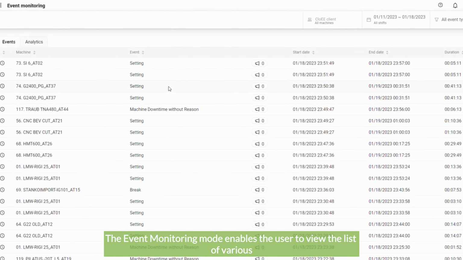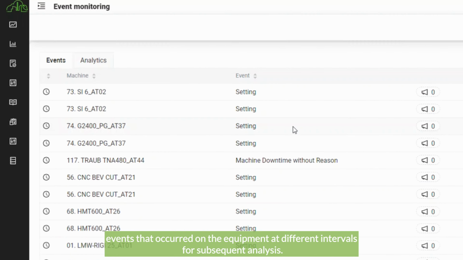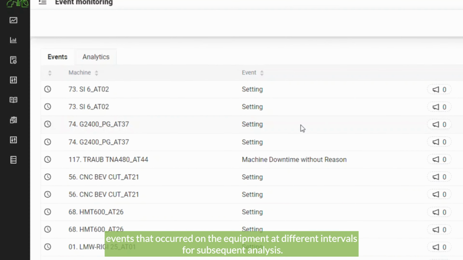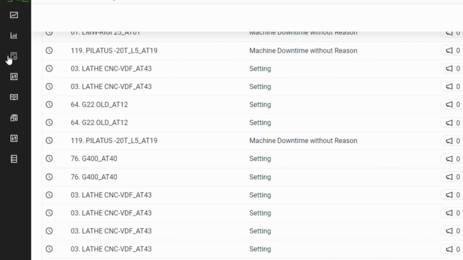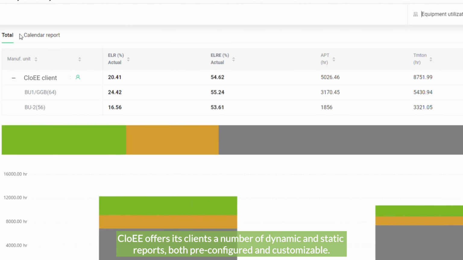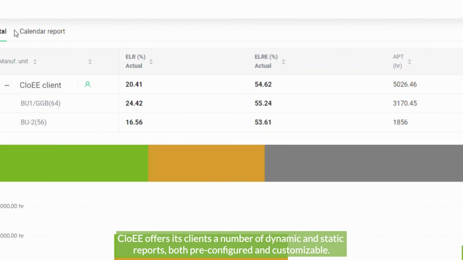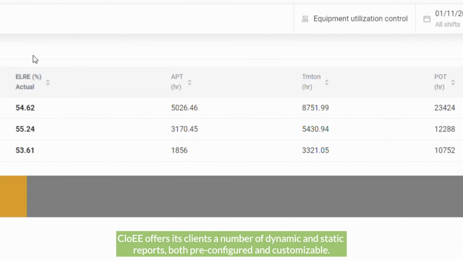The event monitoring mode enables the user to view the list of various events that occurred on the equipment at different intervals for subsequent analysis. CloEE offers its clients a number of dynamic and static reports, both pre-configured and customizable.